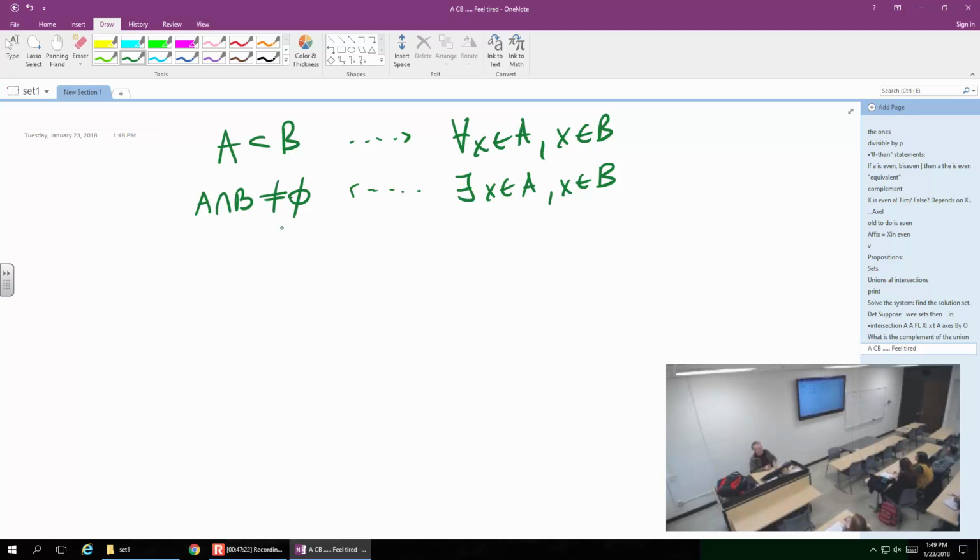So if it is "for any," it is usually about inclusions. Logically, if you see a statement that is "for any," then there's an inclusion somewhere. If you're talking about "there is," it is about a non-empty intersection.